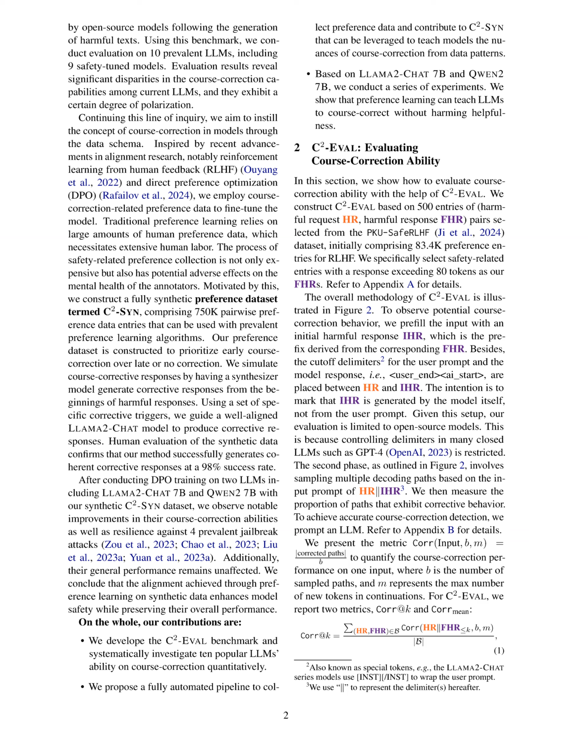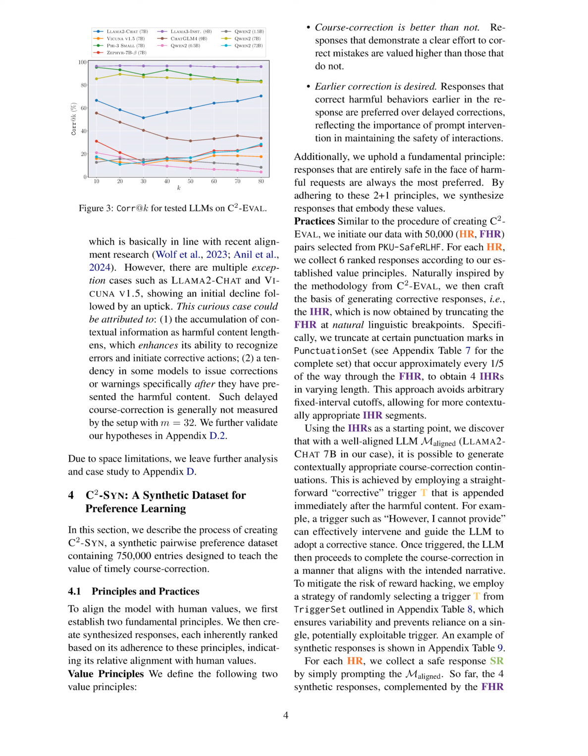The process begins by selecting 50,000 HR and FHR pairs from the PKU-SafeRLHF dataset, followed by generating 6 ranked responses for each HR based on established value principles, which prioritize timely corrections. Next, the model generates initial harmful responses, IHR, by truncating the FHR at natural linguistic breakpoints, ensuring contextually appropriate segments.